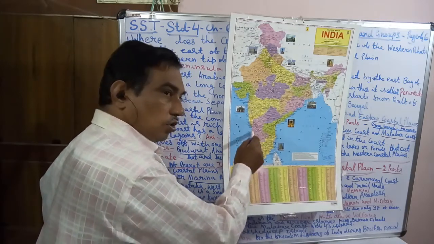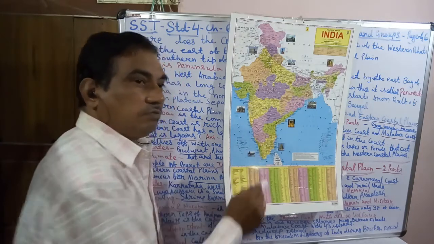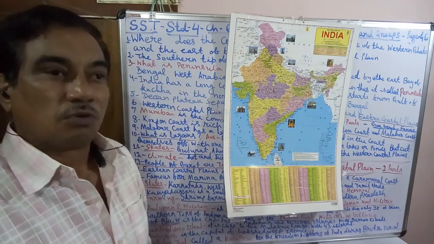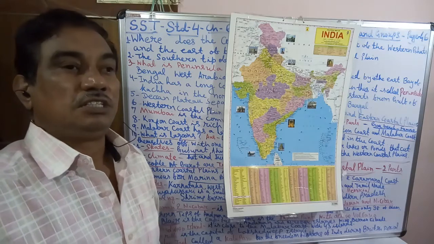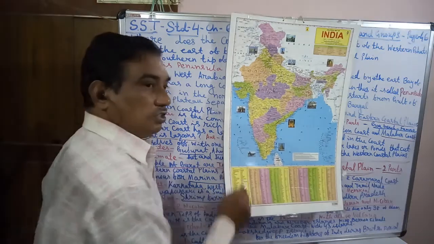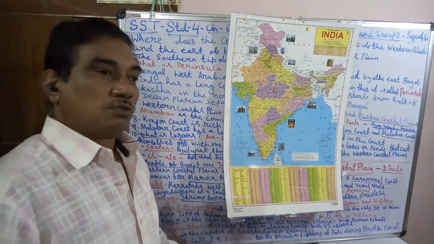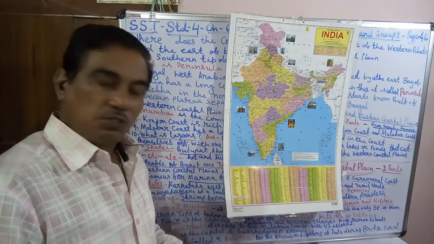And the Kannada coast, that is the Konkan coast. Konkan coast is full of what? Oil deposit. Mumbai High is the oil deposit. So the Konkan coast has oil deposit.